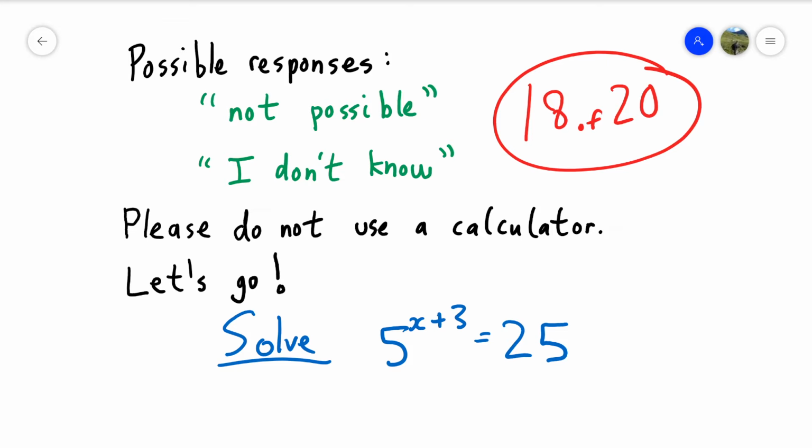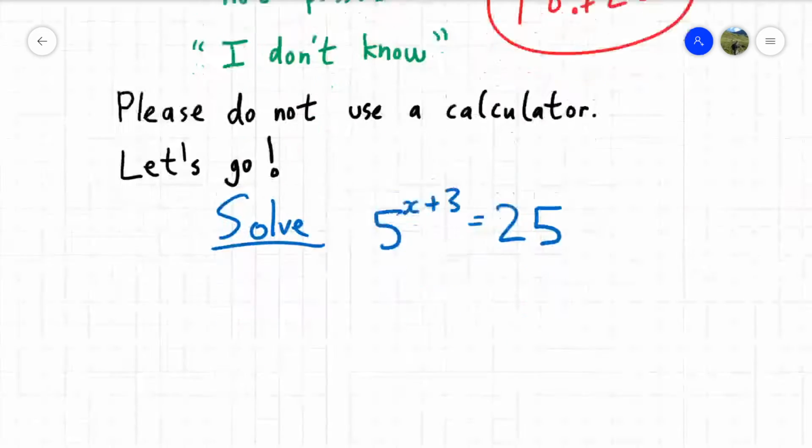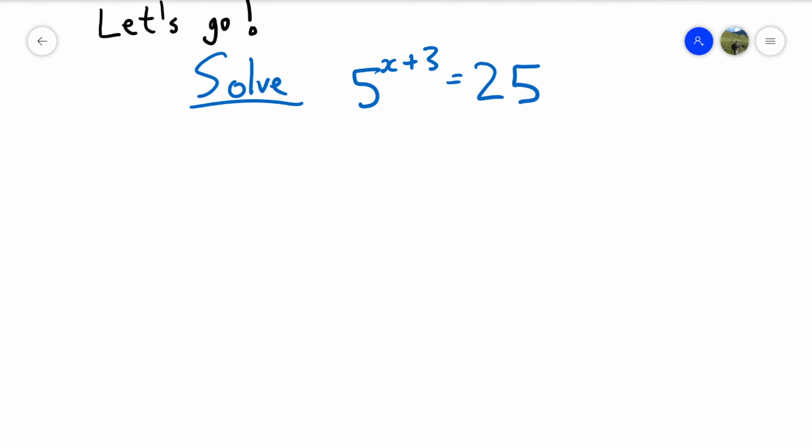Let's go with lesson 18. Got a question there, have a go in your own time. I'm going to use the technique of look the same. Oh, by the way, the answer is x equals -1 in case you're wondering.